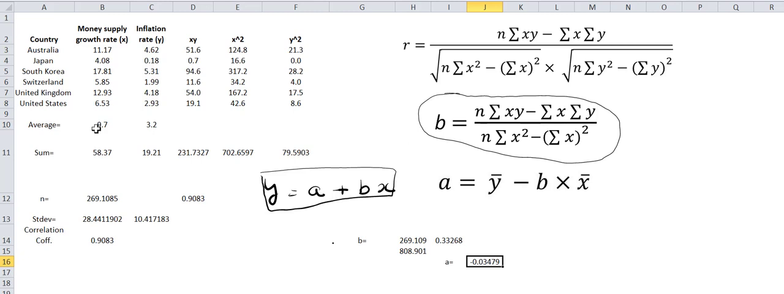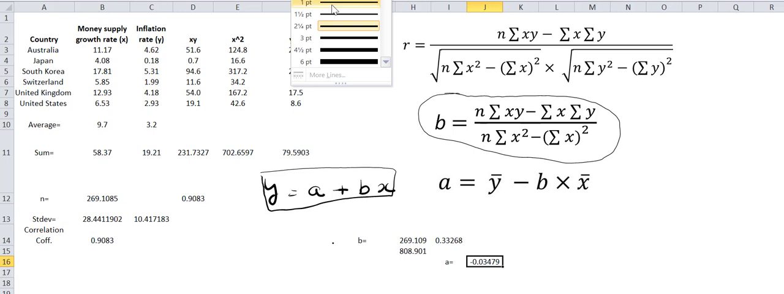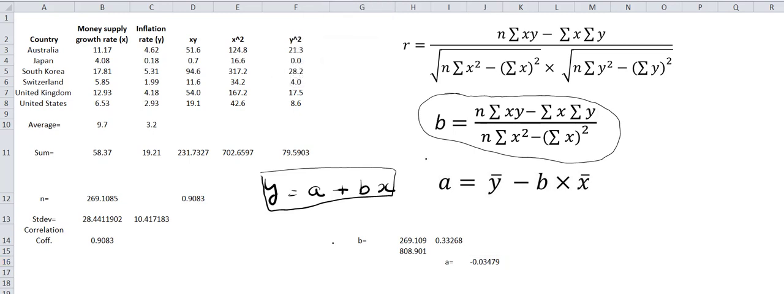So if I have to write my equation here again, the way I can write the equation is basically my y is equal to a plus bx. So my a is minus 0.03479 plus my b, which is 0.33268, and then multiply by my x values. So this is going to be my linear regression equation.